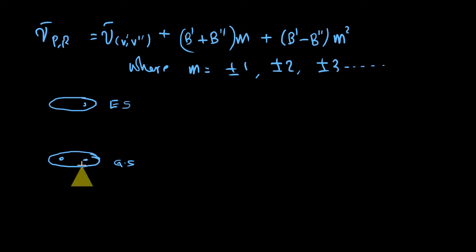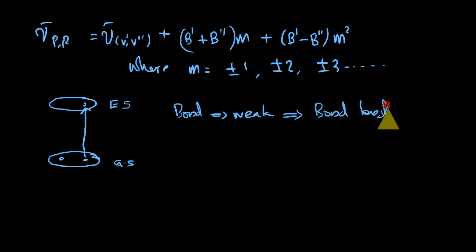So during this electronic transition, an electron from the bonding molecular orbital is getting excited. That will lead to destabilization of the bond. So the bond will be weakened. Normally during this electronic excitation, the bond will become weakened. If the bond is getting weakened, what is the consequence? The bond length will increase.